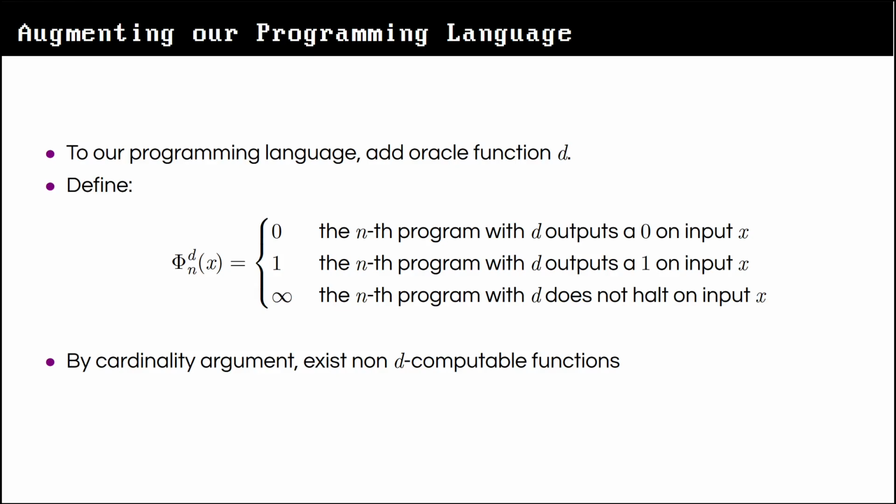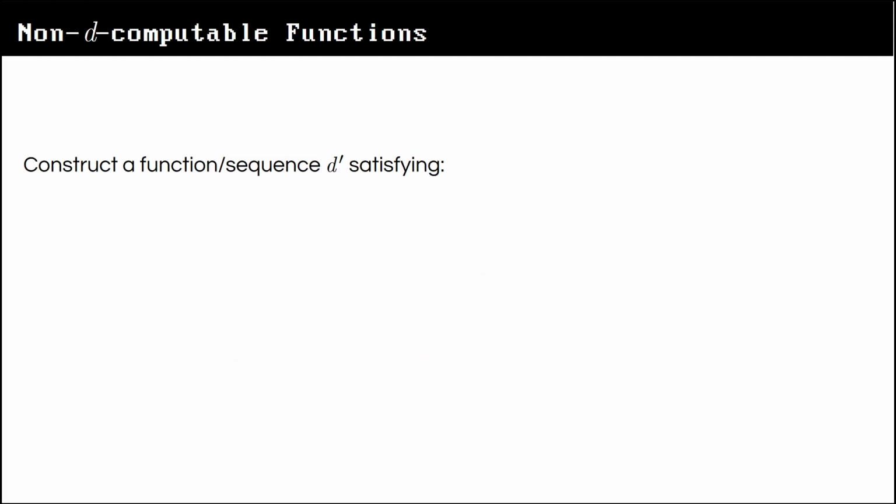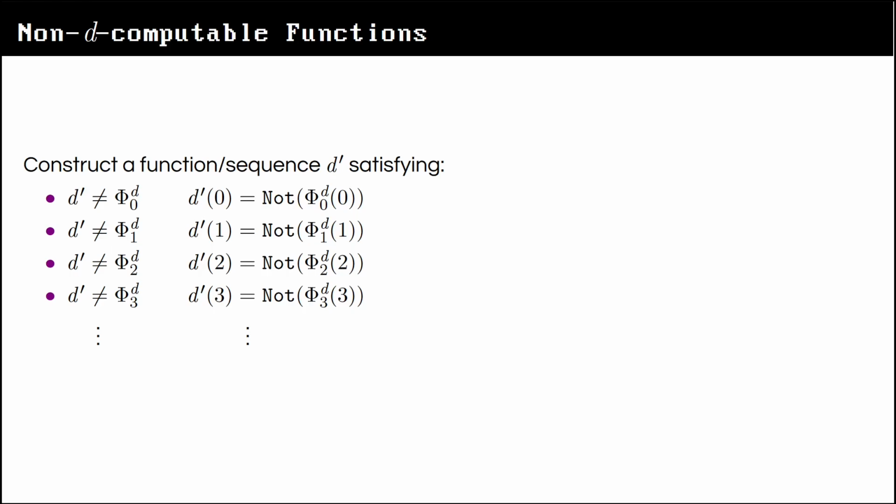So again, there are going to be functions that are not computable even with access to our oracle d. And again, we can explicitly construct a new function d prime, which isn't any one of our phi sub n's with oracle d, just by adding some superscript d's to our argument from before. And of course, we can continue this process to produce a d double prime, which is non-computable even with access to d prime, and a d triple prime, and so on and so forth.